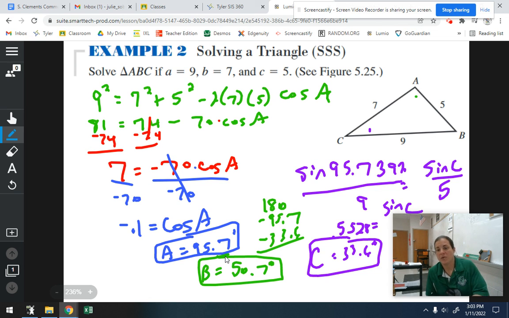Okay, so when you are working these out, you can use both law of sines and cosines. Just remember that the law of sines can only find acute angles. Okay, good luck.